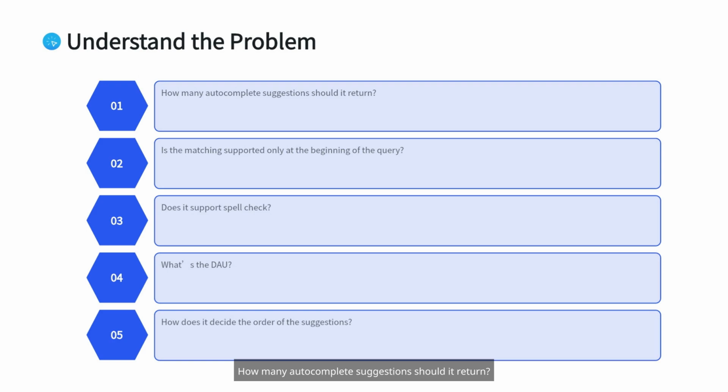How many autocomplete suggestions should it return? Is the matching supported only at the beginning of the query? Does it support spell check? What's the DAU? How does it decide the order of the suggestions?